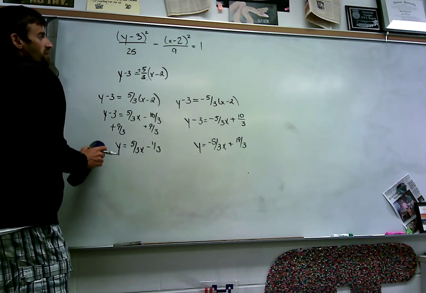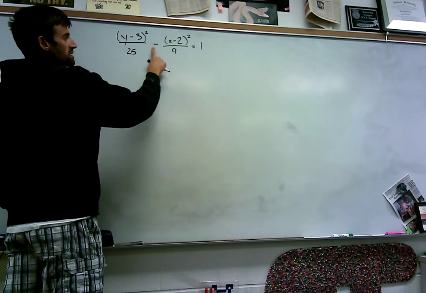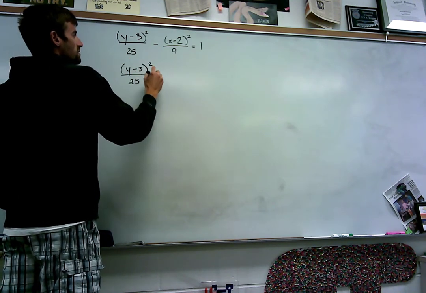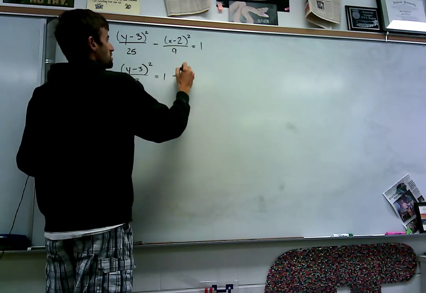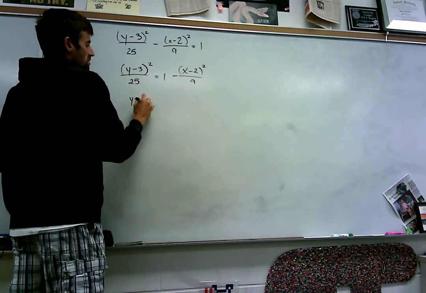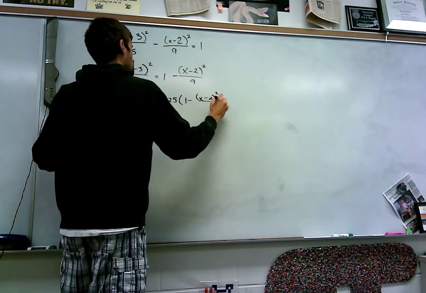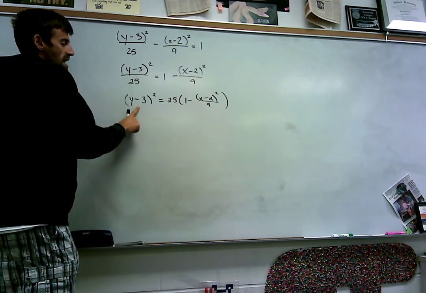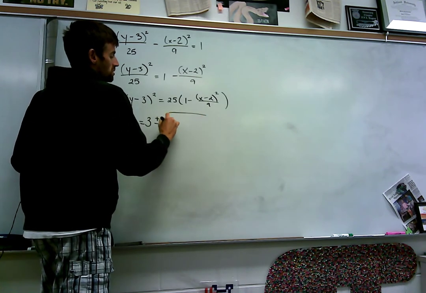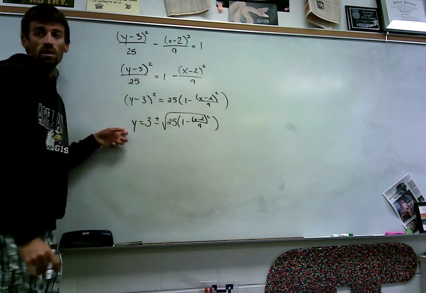The next thing I'm going to do is solve it for y. So I'm going to take this to the other side. So I'm going to have (y minus 3) squared over 25 equals 1 minus that whole fraction. Multiply by 25. Take the square root and add 3 to both sides. Kind of doing two steps in one. And that's it.